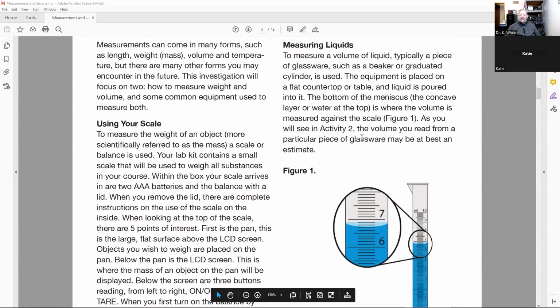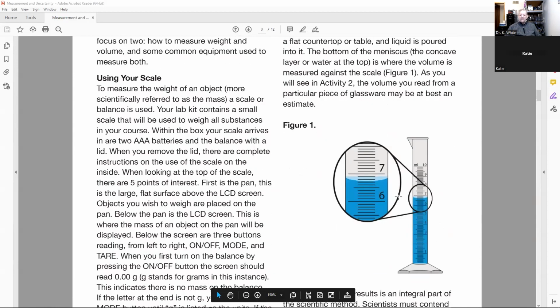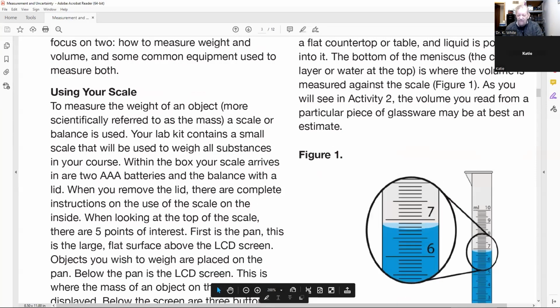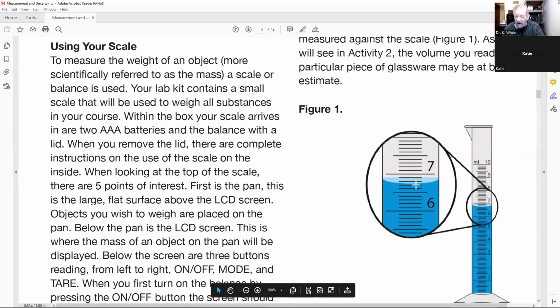Now, when you measure a liquid, you'll pour it into a graduated cylinder. You look at figure 1, they show you that meniscus, the U, and you read at the bottom. Now this one, I'm going to blow it up. Notice how this line, I would say, is touching. It's a little above, but let's call it touching. Here's 6, here's 7. So 6 at this line, 6 milliliters.